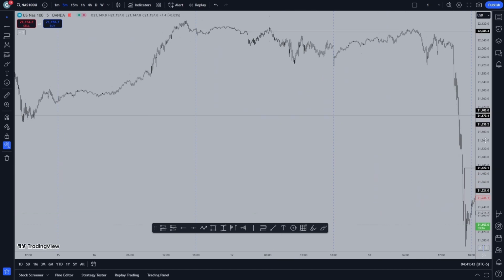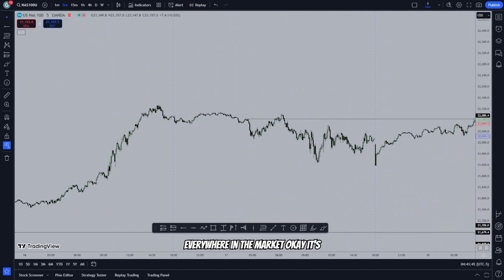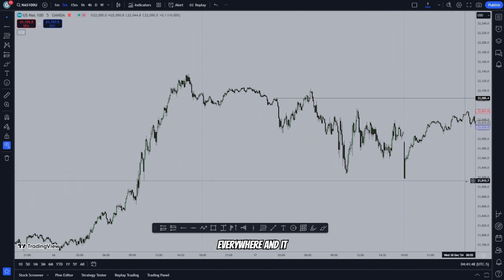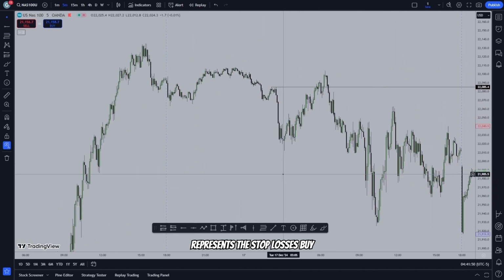Liquidity is everywhere in the market. It represents the stop losses, buy orders, sell orders, buy limits and sell limits. All of these create liquidity in the market, and the big traders, those who move and manipulate the market, they need liquidity. So what does it mean? It means that they need stop losses. When they need stop losses, they will look where all the traders are putting their stop losses, and then they will do the opposite of it.